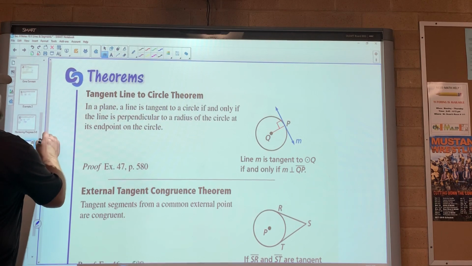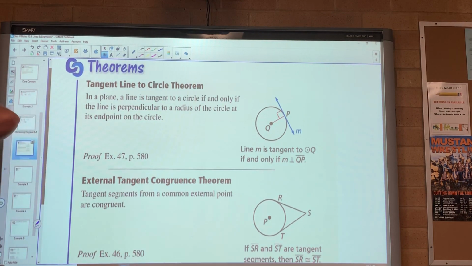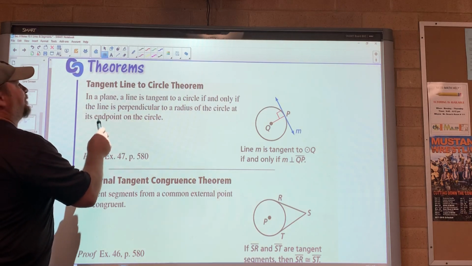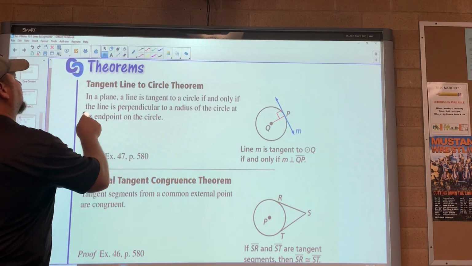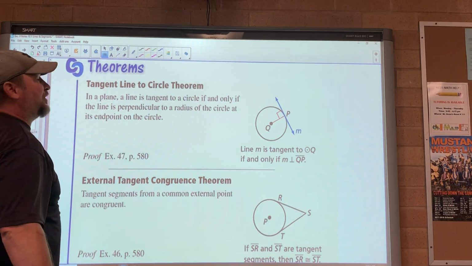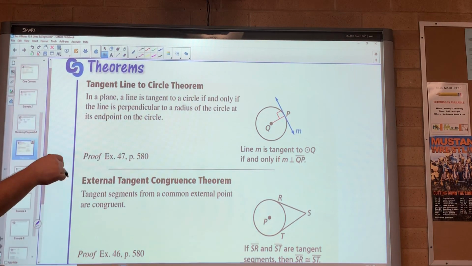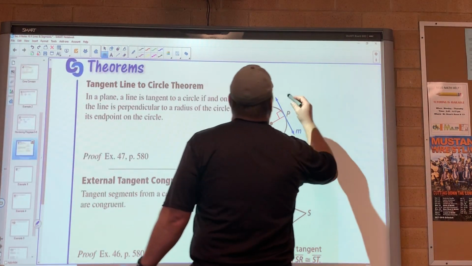All right, let's talk about some of these. I told you, once we started talking about tangents and secants, there's going to be some rules that we go along with it. Well, these 2 rules are for tangents. It says, in a plane, a line is tangent to a circle if and only if the line is perpendicular to the radius, or from the radius to the edge of the circle at the end point.